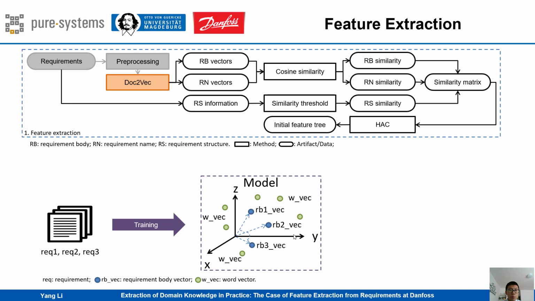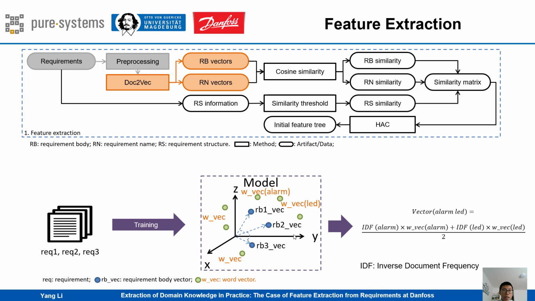After we achieve the preprocessed requirements, we use document vectors based on neural word embedding techniques to train a language model. We show a simplified example here with three preprocessed requirements. We can see in this language model, we can achieve not only the requirement body vector, but also the word vectors of the requirements. We can see the blue bullets represent the requirement body vectors.